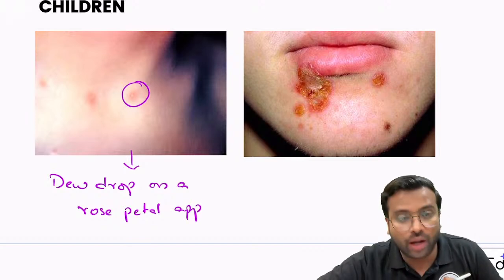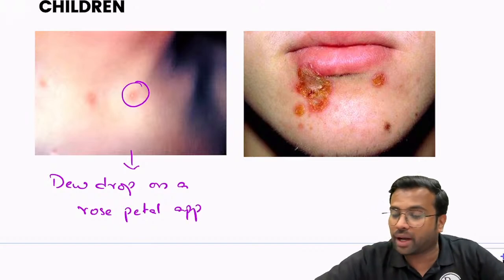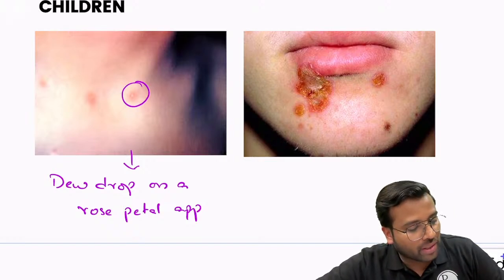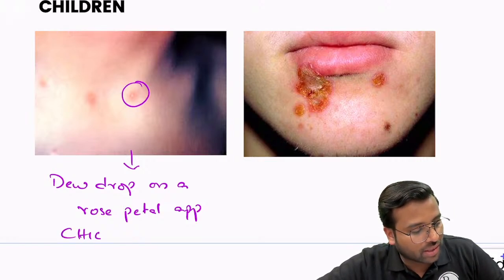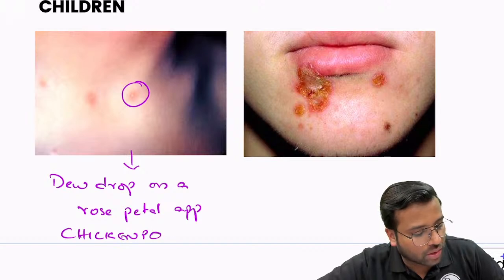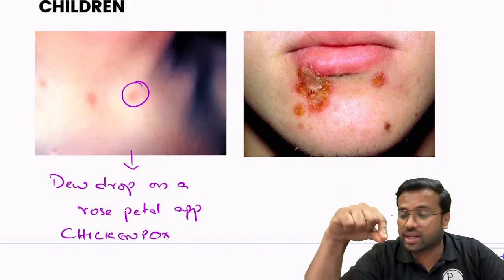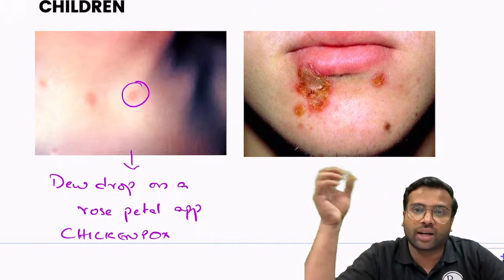It is compared to a dewdrop on a rose petal appearance. Now, what is this disease? So this disease is going to be chickenpox. So a child with a history of fever comes to you with a generalized vesicular rash.